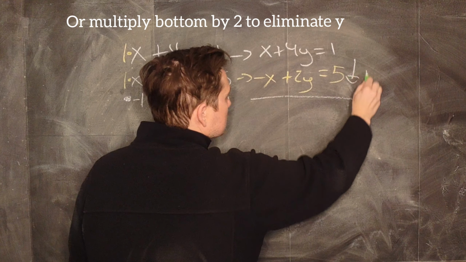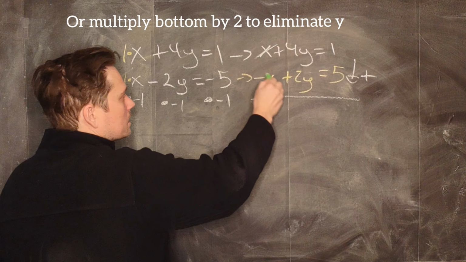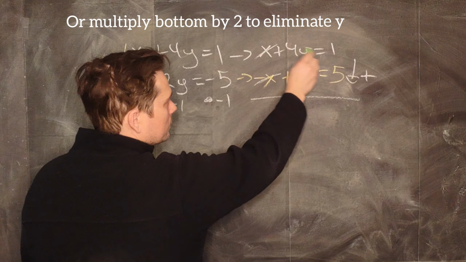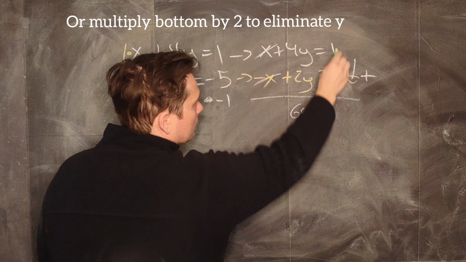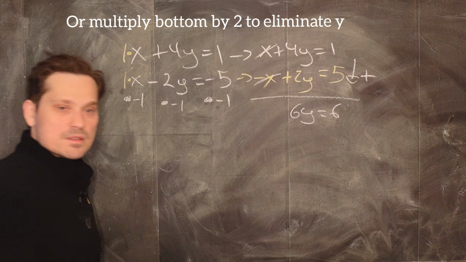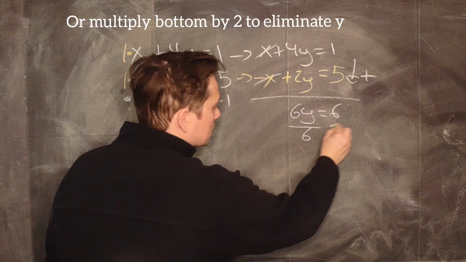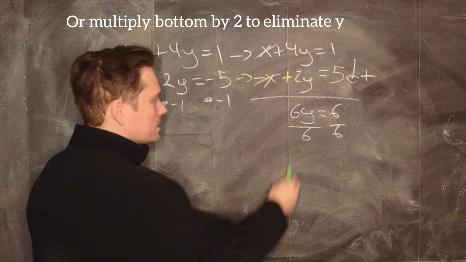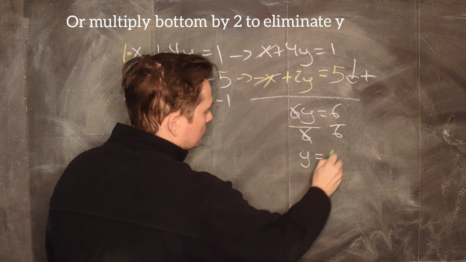Right, and then you can add straight down. So now this will cancel with this. And then you have 4y and 2y, which is 6y. 1 and 5 is 6. Divide both sides by 6. So 6 and 6 cancel. Basically cancel these off. So y is equal to 1.